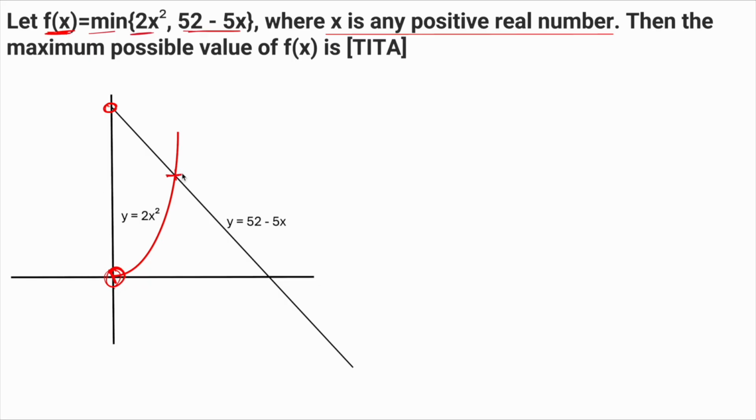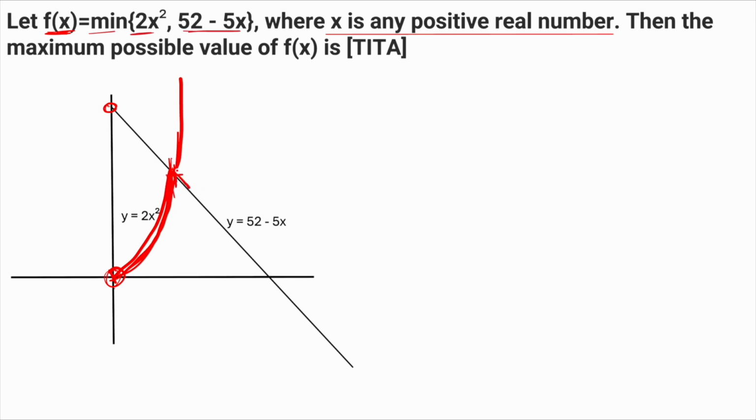You will notice that before this meeting point to the left, y is equal to 2x square is always smaller than 52 minus 5x. So for all the points to the left of the meeting point, we will refer to the graph of y is equal to 2x square for f of x. Similarly, y is equal to 2x square will go above 52 minus 5x if you go beyond the meeting point.